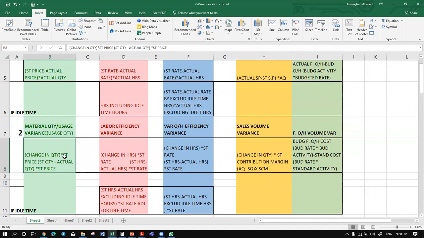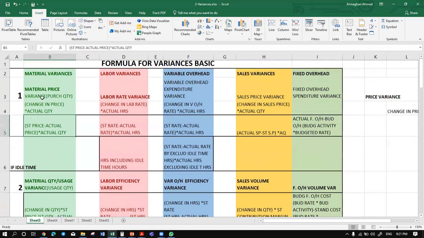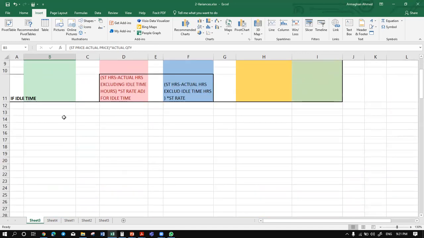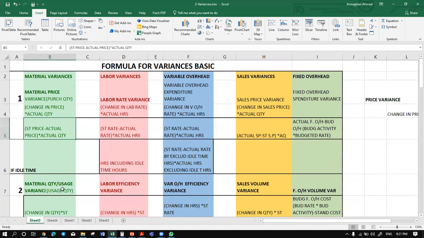Over there, it was change in price. Now we are doing change in quantity. Over there, it was actual quantity. Now we are doing standard price. Because in the quantity variance, you will use the standard price or standard rate. In the price variance, you multiply by actual quantity. If you are calculating the quantity variance, it will not be actual quantity, it will be standard rate. So this is the formula we will be using.